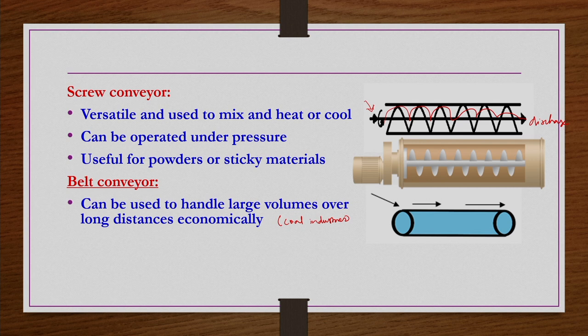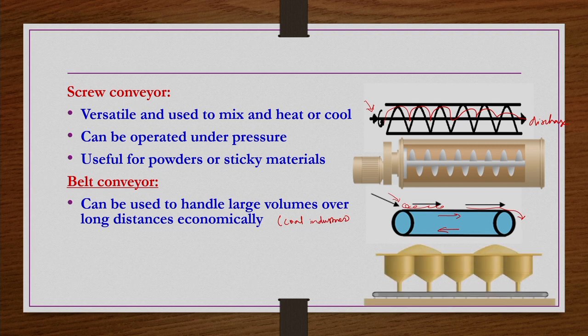Are very common. Whatever material you want to transport, you feed it here, and then this belt rotates in this direction. When the material comes here and the belt moves, that material is transported to the other side of the belt.